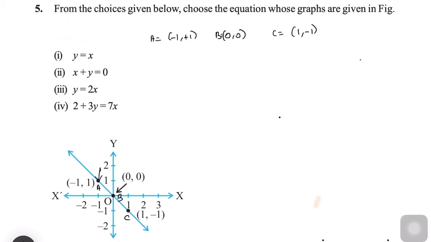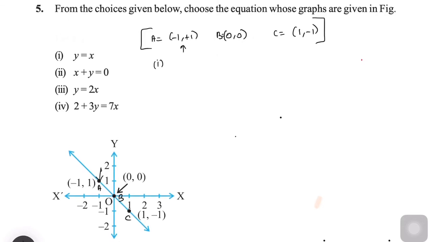So the given terms, the equation must satisfy all 3 points. Let's check the first one. Y is equal to x, but comparing minus 1 and plus 1, the sign will differ. So A comma C is not possible and B is okay. So these 2 points do not satisfy the first equation. Option 1 is not correct.